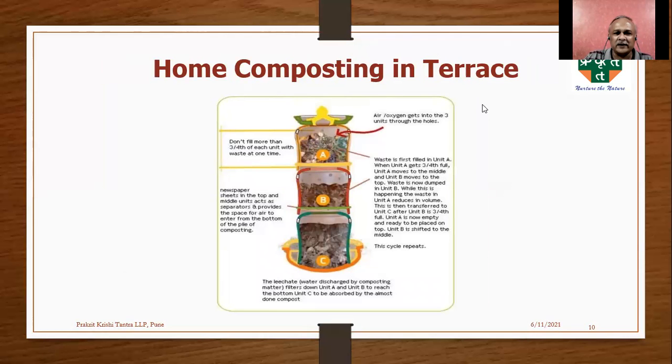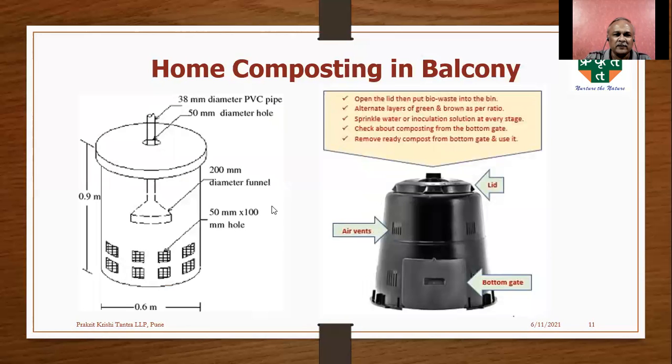But if you have a terrace, then there is a different kind of structure you can work with. This is the 3-layer structure. Many similar structures are available in the market, also with different designs for this very purpose. There are 3 layers. The bottom layer is where any liquid coming out will be collected, and the bottom layer is the ready compost. Here the composting process is happening, and here you are adding the material, and it keeps on moving downwards as you keep on removing it here. In the next slide, it is explained in a better way.